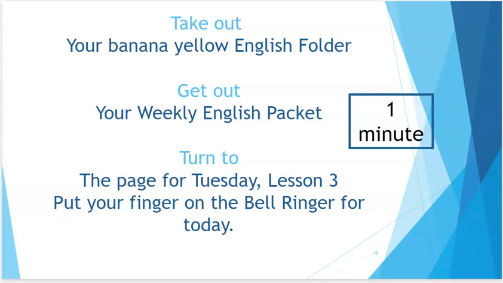They had a page for Tuesday, lesson 3, and I asked them to put their finger on the bell ringer. I've noticed that some students were struggling to find where we were on the page and follow along. So I feel like if I stop and say, okay, put your finger on, and then if they can't find it, their shoulder partner can show them where we are, or if I notice that they're consistently struggling with keeping up with us, I can make sure that I am going over and showing them where we are.